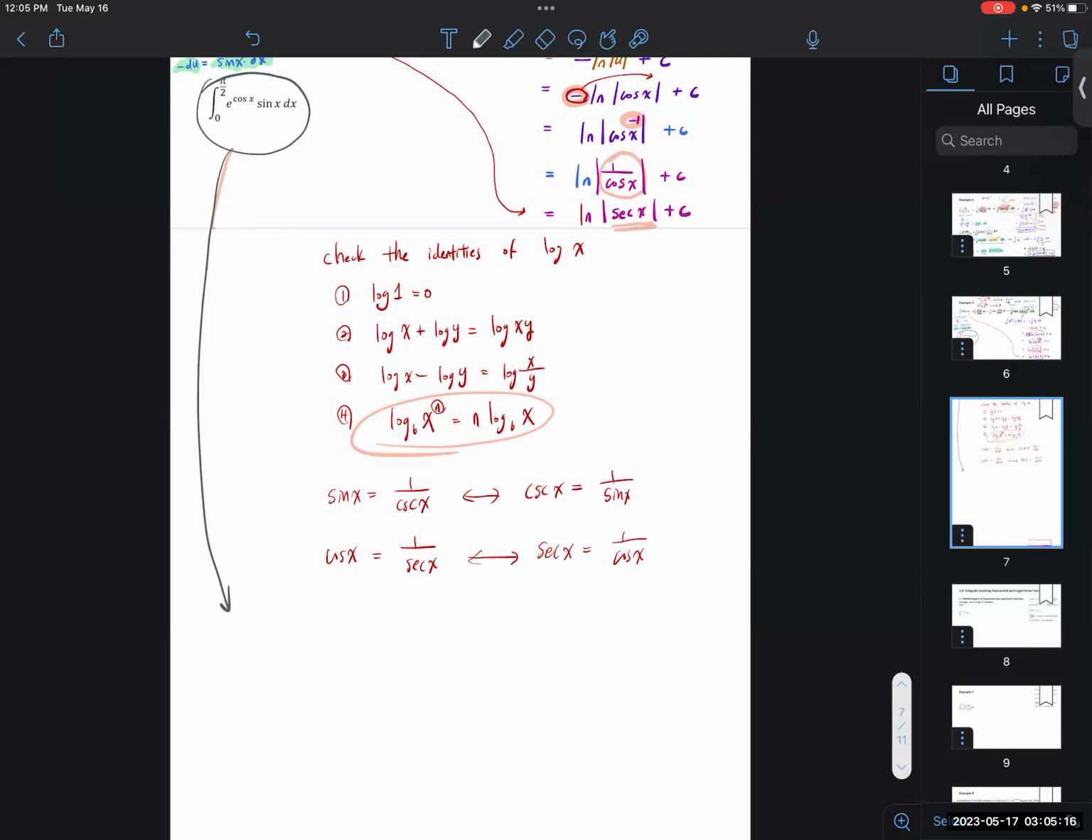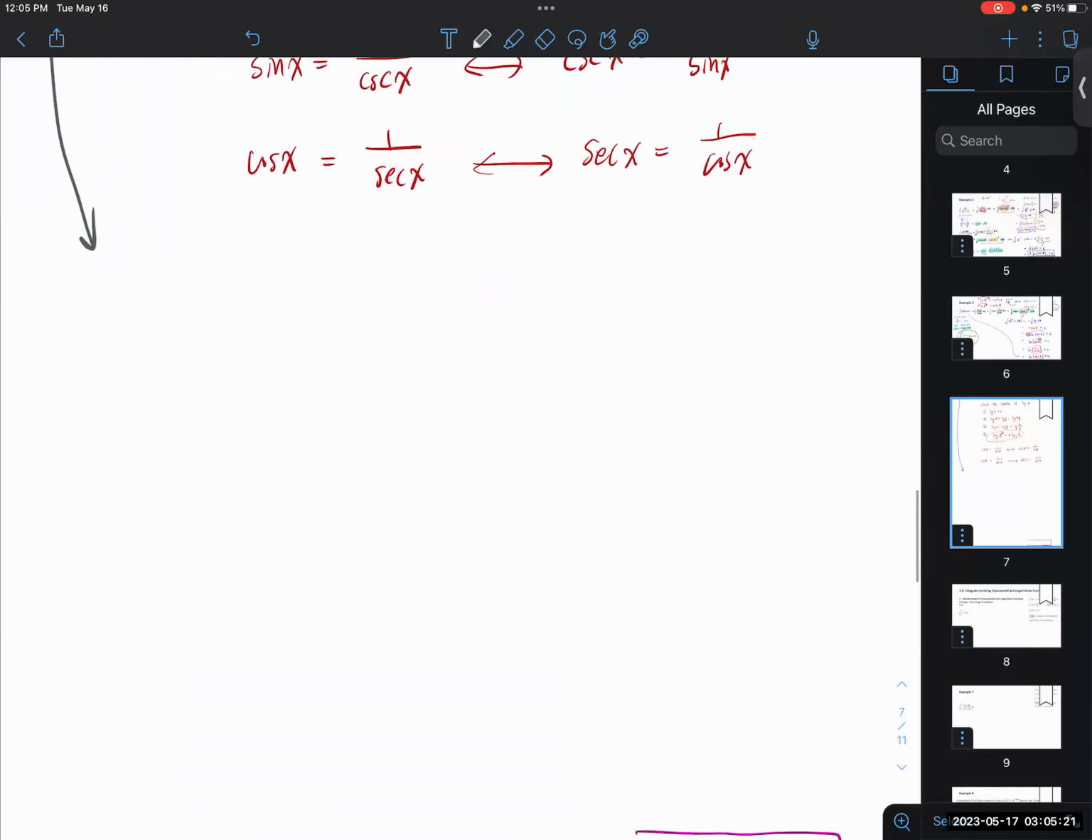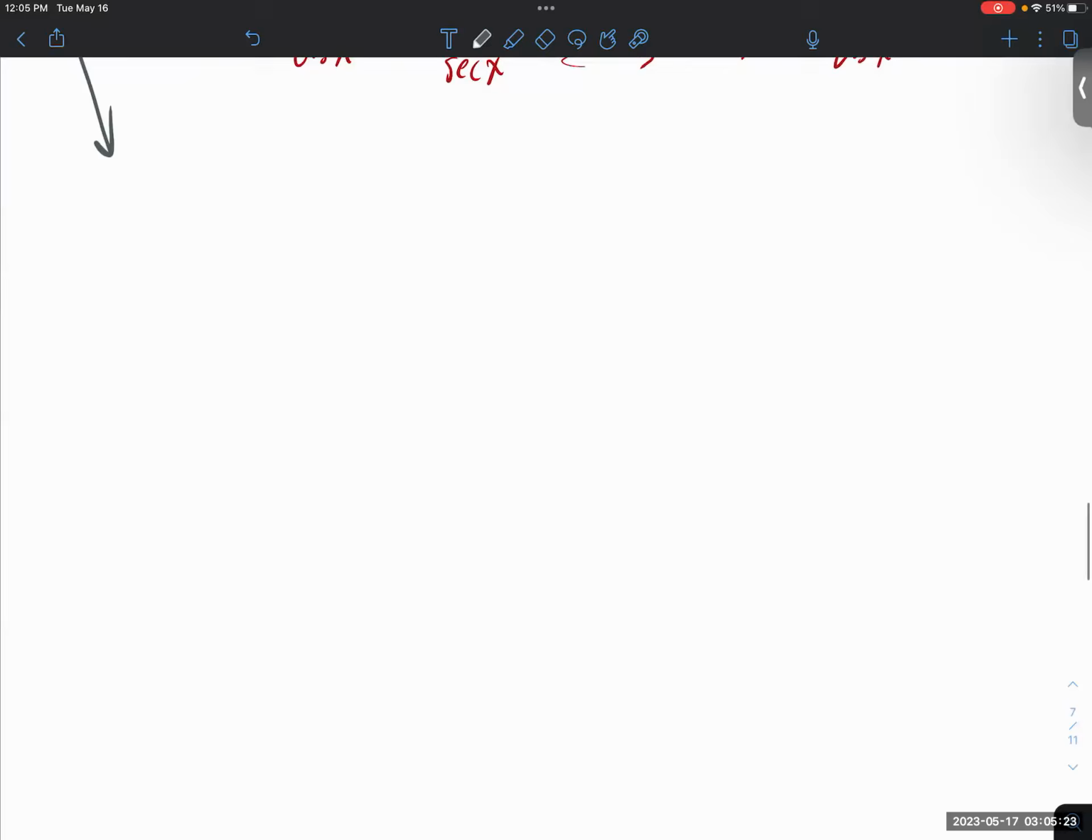Are you okay with that? So let me write down that question in the bottom. So the question was, okay, guys, this time, the integral of e to the cosine x times sine x dx. Look at that. We have the specific interval, so you don't need to be scared of it. This is a definite integral.